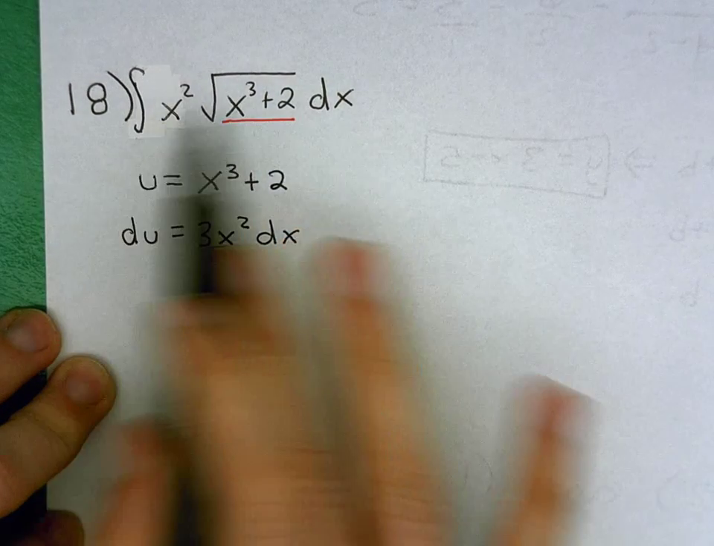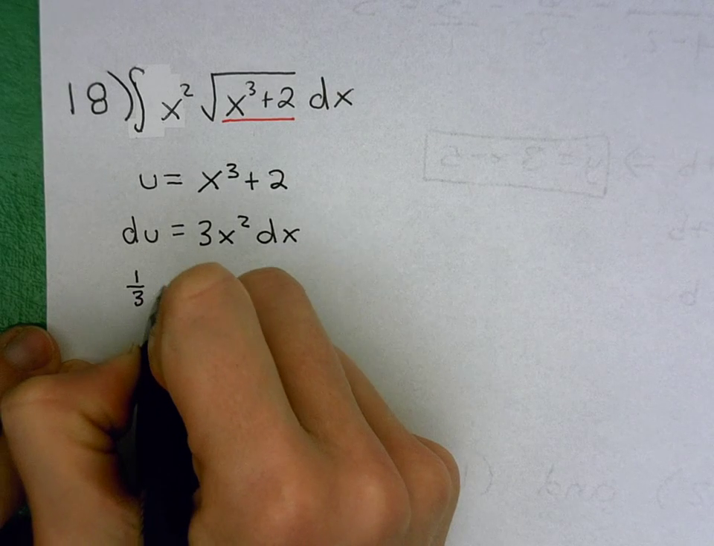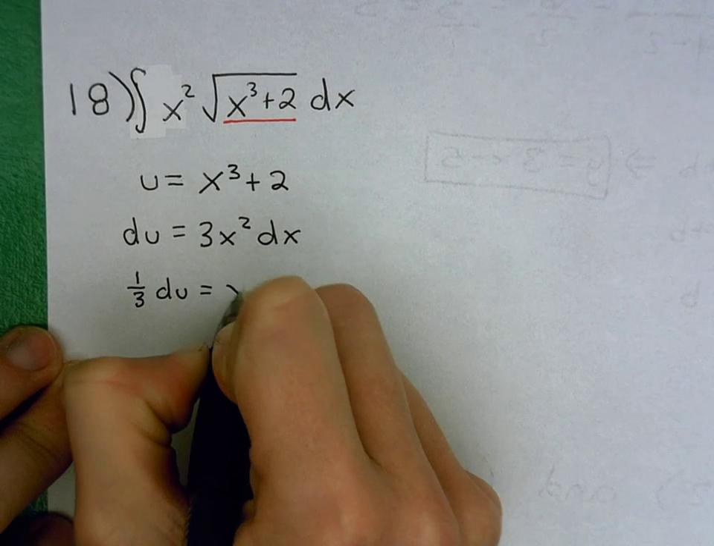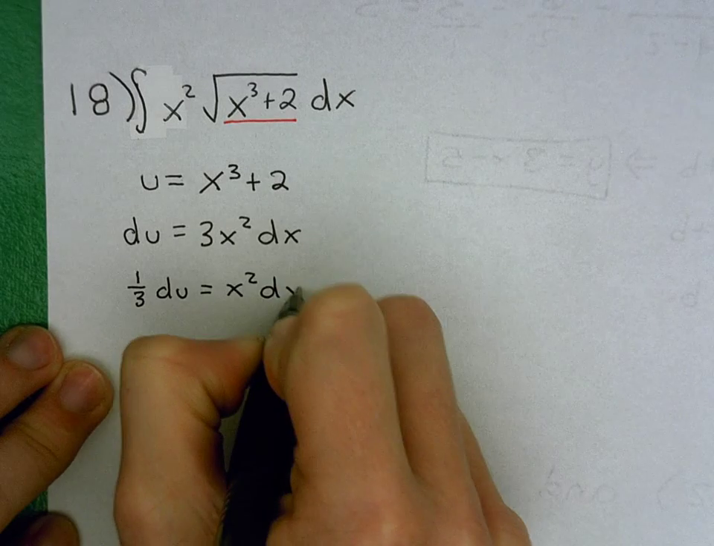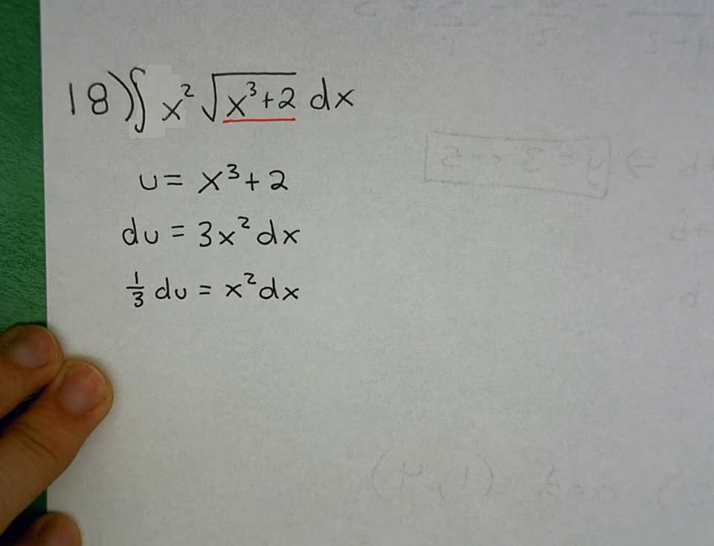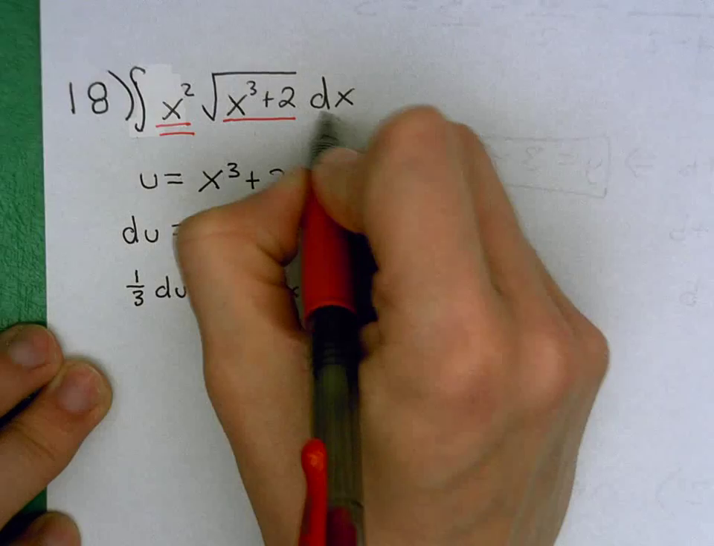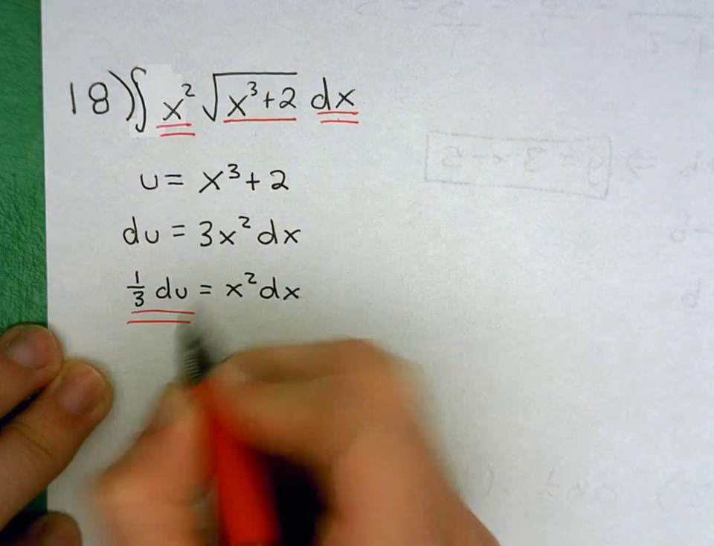In my problem I have x squared dx, not 3x squared dx, and so I'm just going to divide that 3 over. You can manipulate your coefficients, you can't manipulate your variables. Or I should say you can't mix your variables. You can't bring the x over to the same side as the du. This x squared dx is going to be called 1/3 du.